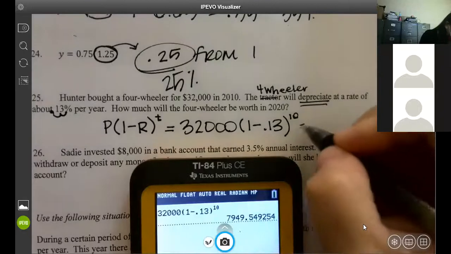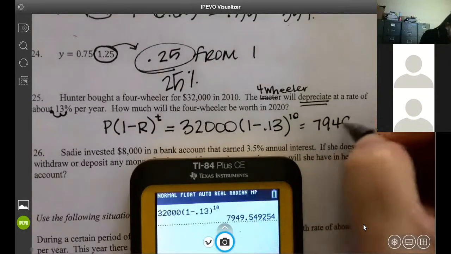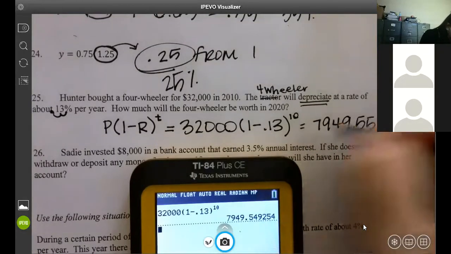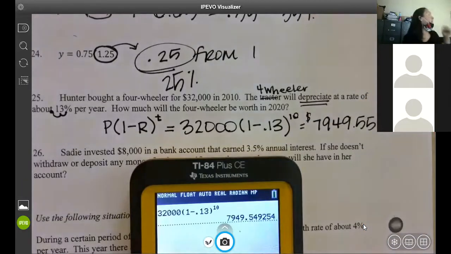And that four-wheeler is worth 7949.55. Y'all, that's it. Just put it in your calculator. So the only thing between tax and discount and growth and decay is that you actually have a power on this one. Tax and discount, you don't, because you only do it one time.